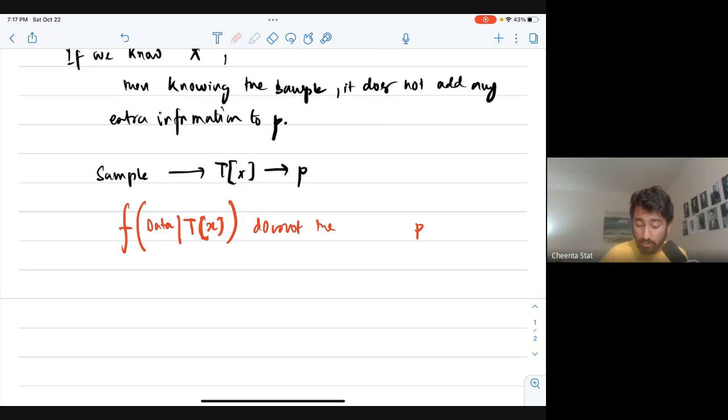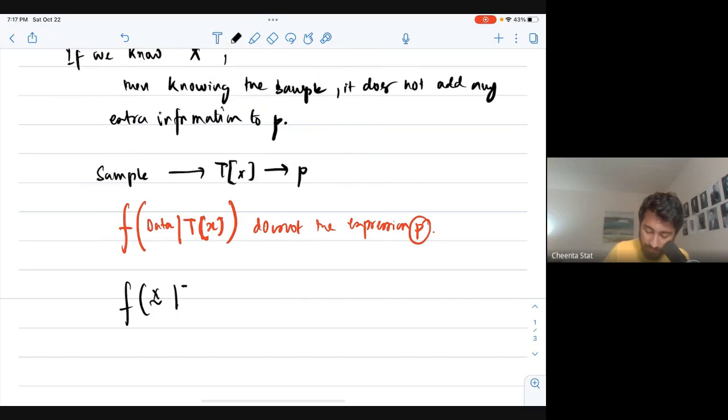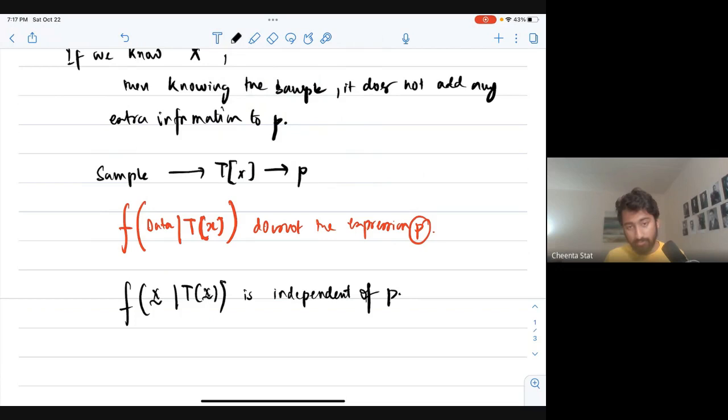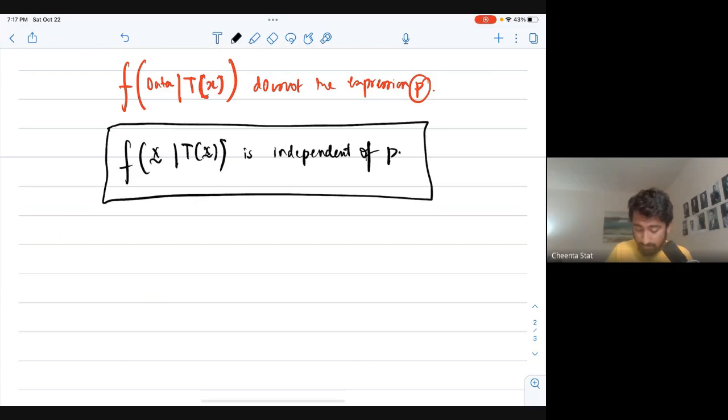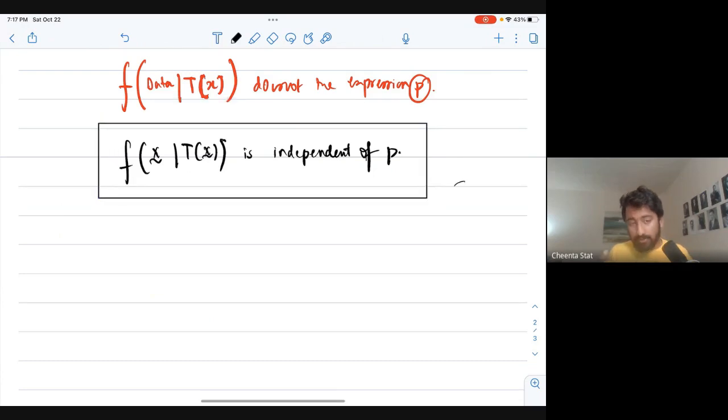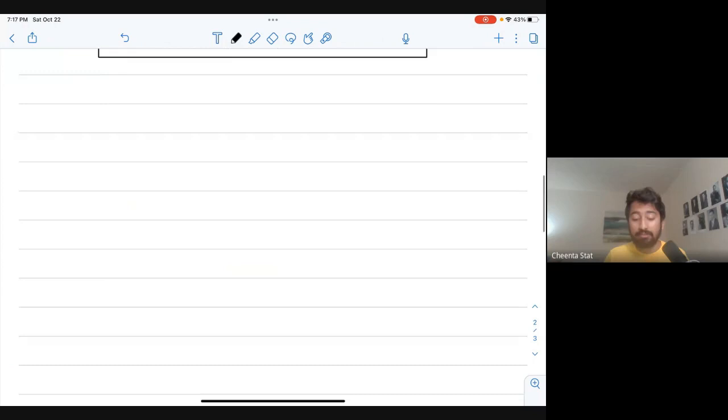Right? Makes sense? Super beautiful, right? The joint distribution of data x given Tx is independent of P. That is, it does not contain the value of P when you write it down. That's the definition, guys. That's how R. F. Fisher stumbled upon the sufficiency principle, and then it was mathematically modeled.